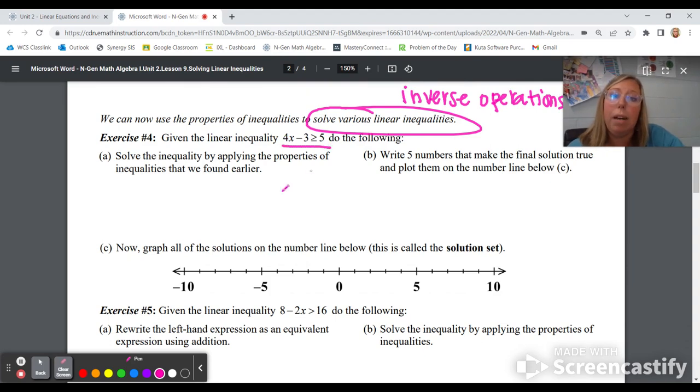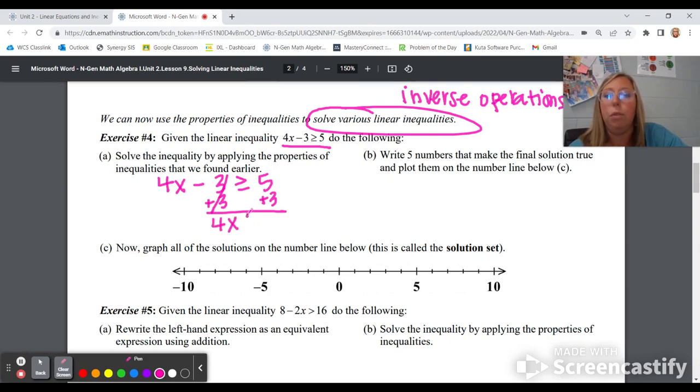So for 4x minus 3 is greater than or equal to 5, the first operation that we need to reverse, or do the inverse of, is minus 3. So add 3 to both sides, which would simplify your inequality to 4x is greater than or equal to 8.